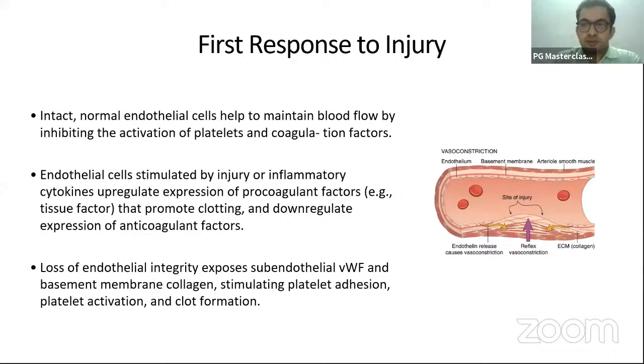So the first response to injury: as soon as the endothelial membrane is breached, the endothelial cells release certain factors which cause activation of platelets and the other coagulation factors, which are termed procoagulants. Also, the loss of endothelial integrity causes exposure of von Willebrand factor on the basement membrane, which further causes adhesion of platelets to the basement membrane of the blood vessels.